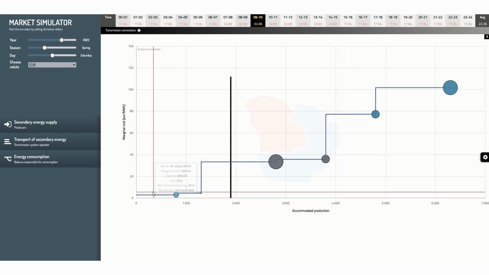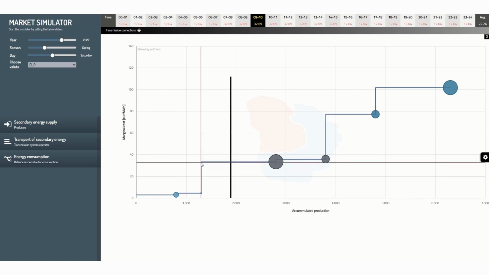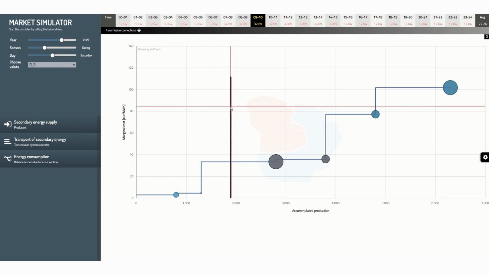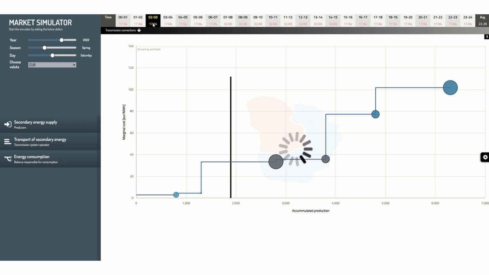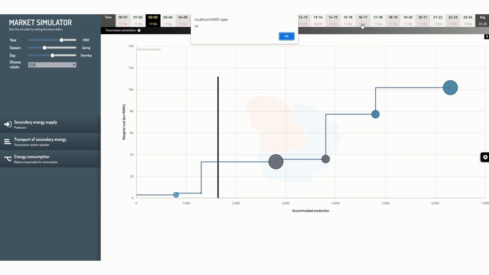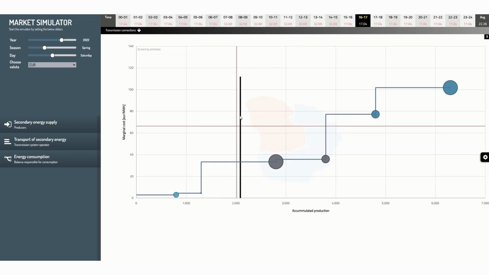When we look at the supply curve and the demand curve, the demand curve will change. It depends on the hour of the day. If it is during nighttime, for instance, here I set the hour we want to calculate, you can see that the demand will decrease. At this hour here, demand will increase.